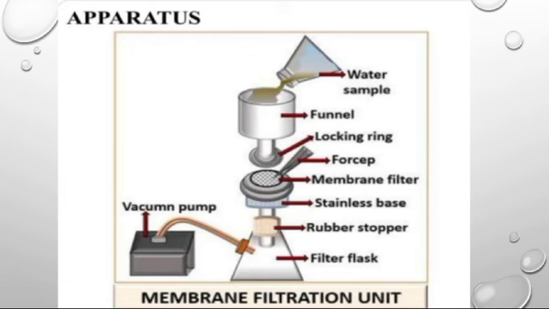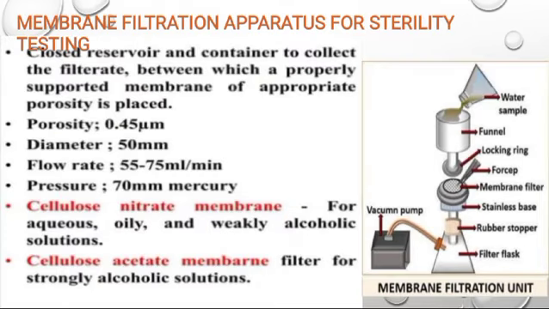This apparatus is used for the membrane filtration unit. Membrane filtration apparatus for sterility testing: a closed reservoir and a container to collect the filtrate, between which a properly supported membrane of appropriate porosity is placed. Porosity is about 0.45 micrometer. Diameter is about 50 millimeter. Flow rate is about 55 to 75 ml per minute. Pressure is about 70 millimeter mercury.